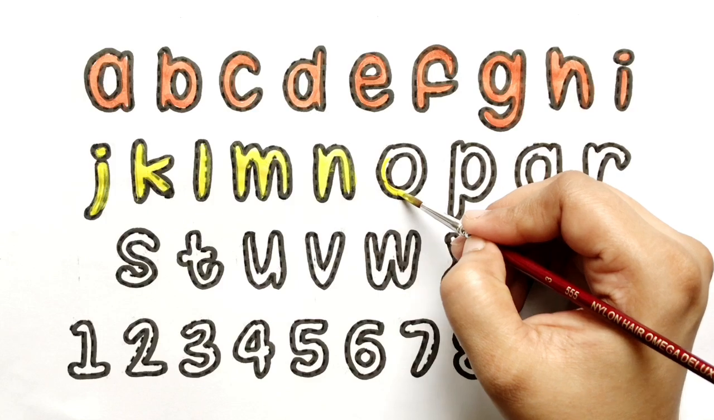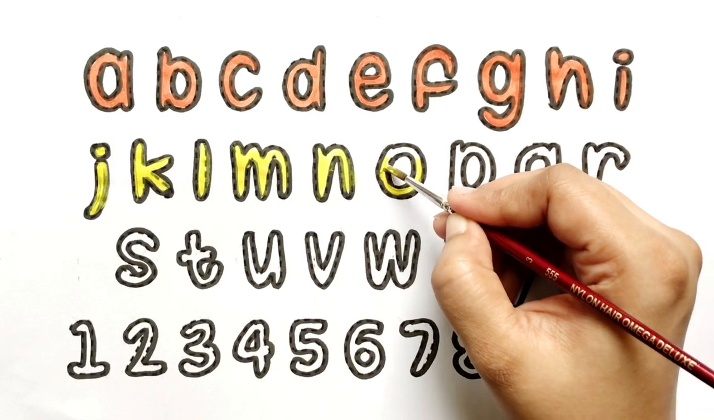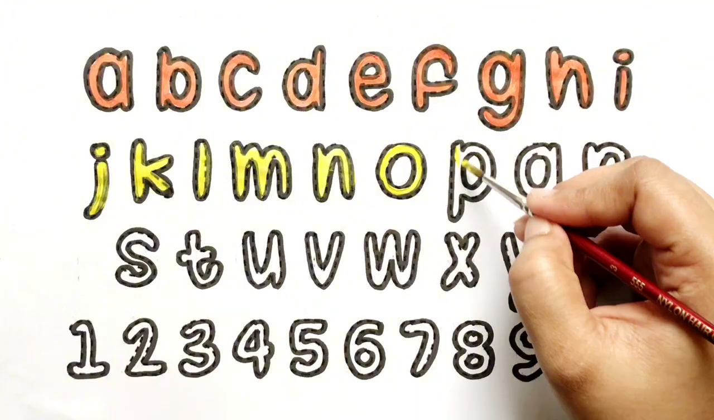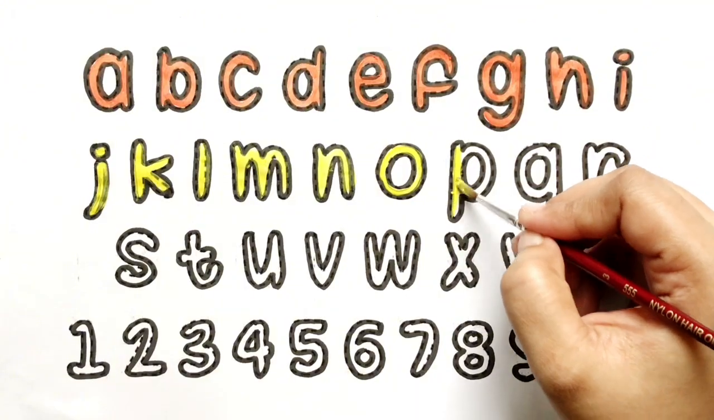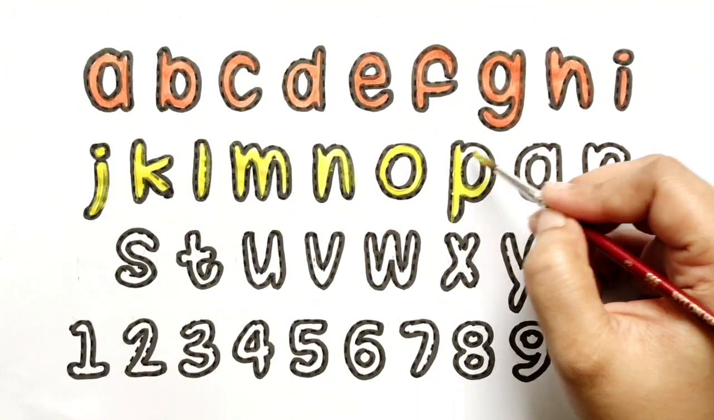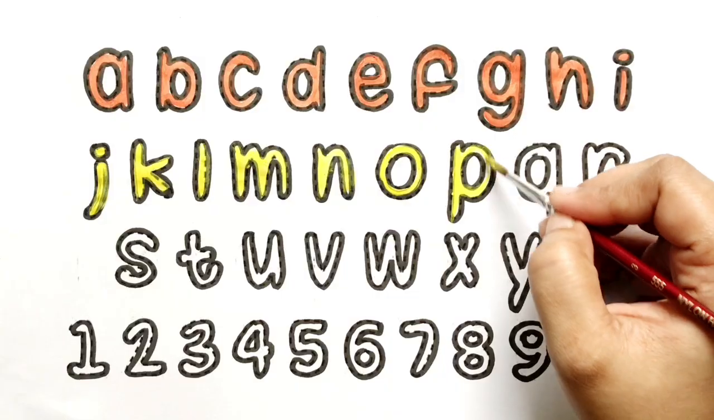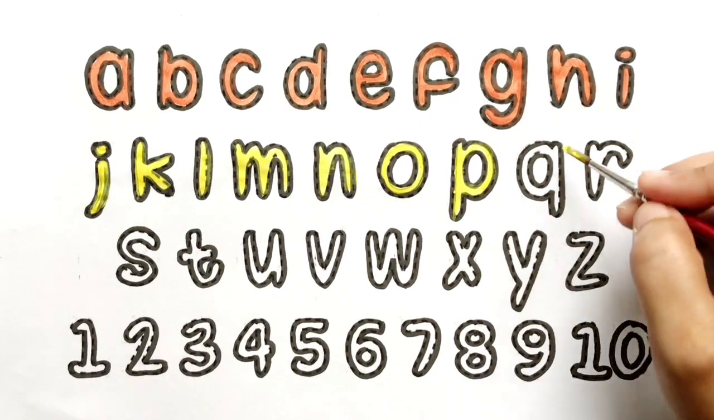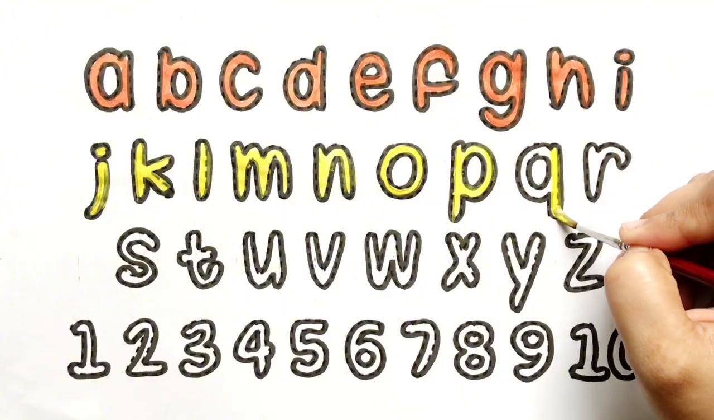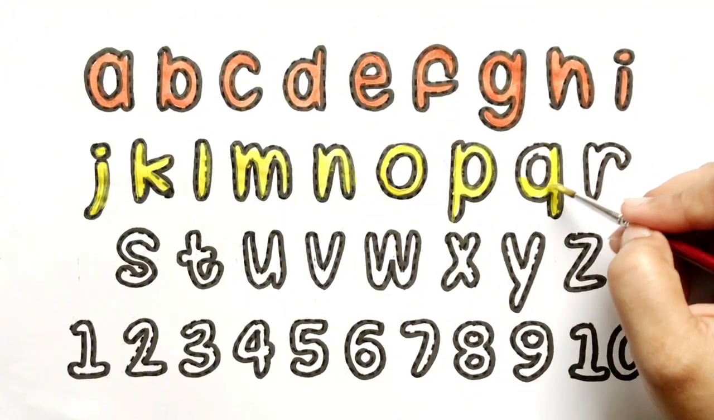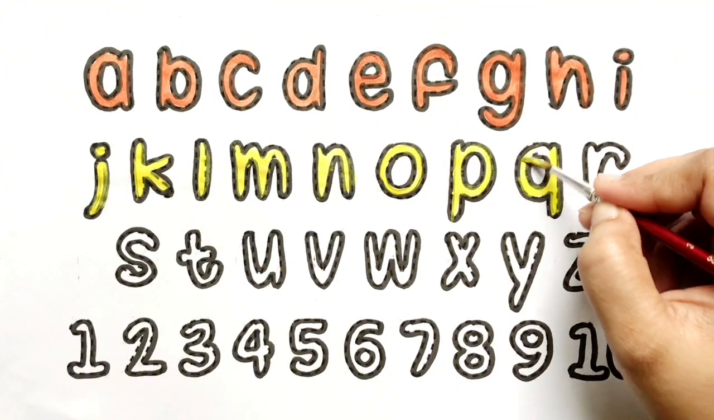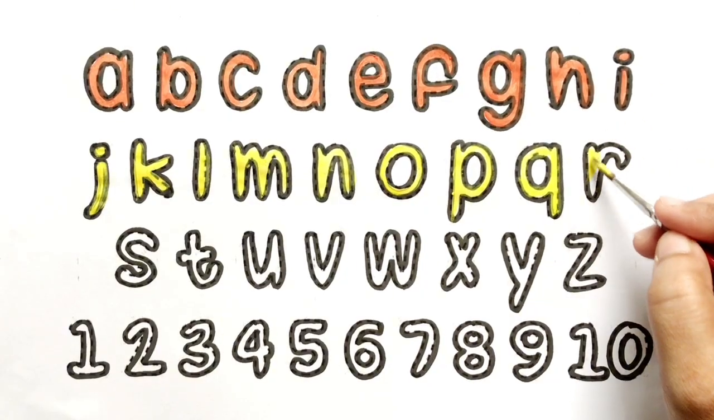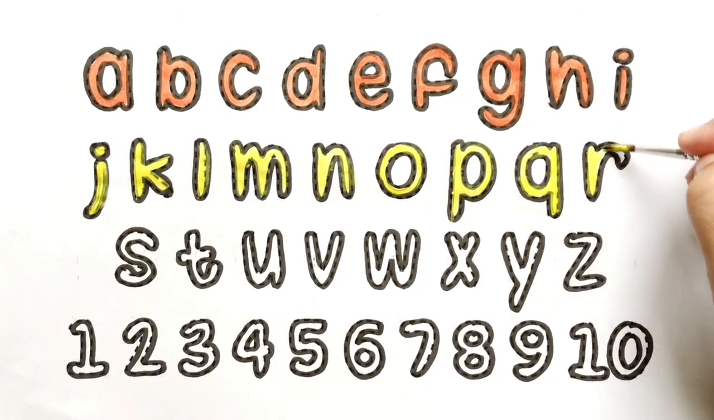O for orange. C, D, E, F, G, H, I, J, B for pig. L, M, N, O, P, Q, R, S, T, U, V, W, X, Y, and Z. Q for queen. Now I know my ABCs. Next time, won't you R for rainbow. with me?